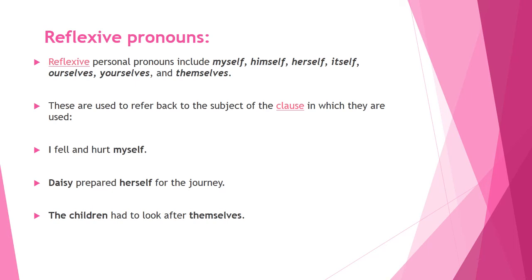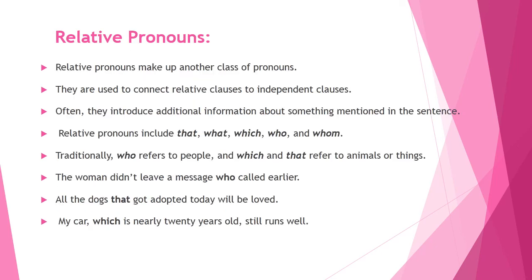The words myself, herself, themselves are categorized as reflexive pronouns. Why are they called reflexive pronouns? Because they refer back to their subjects. That's why myself is referring back to I, herself is referring back to Daisy, and themselves is referring back to the children. So that's why they are called reflexive pronouns.